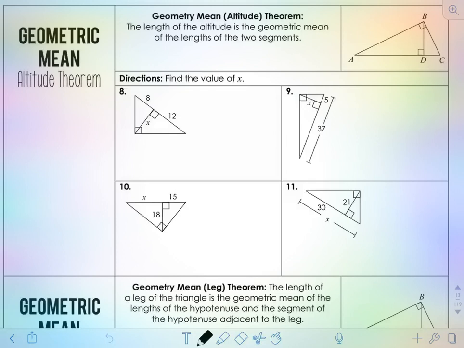Okay, so we're not going to really pay attention to the theorems for geometric mean. We're going to focus more on setting up proportions and finding corresponding parts. Okay, so let's take a look at number 8.